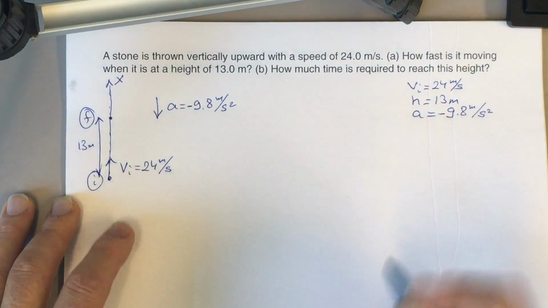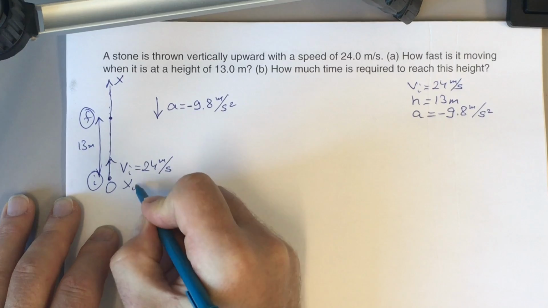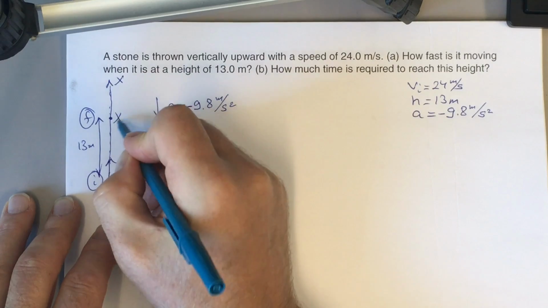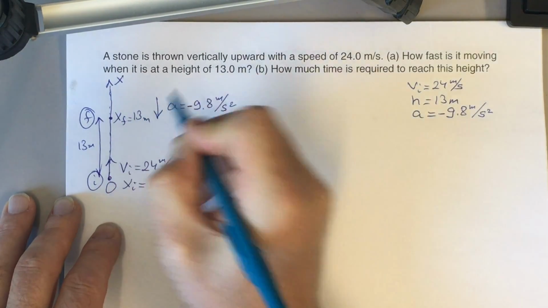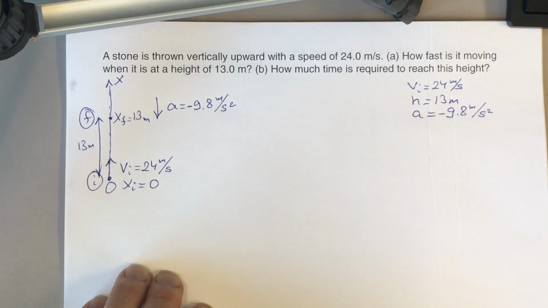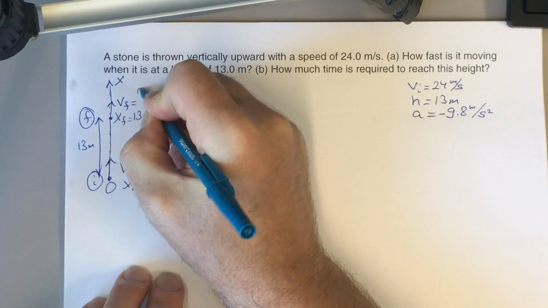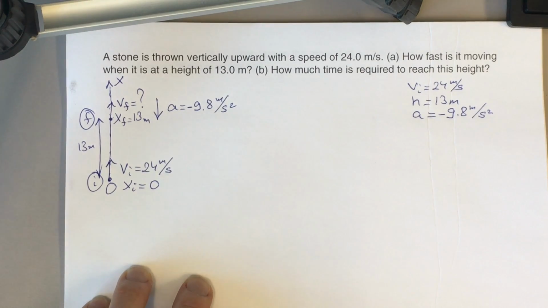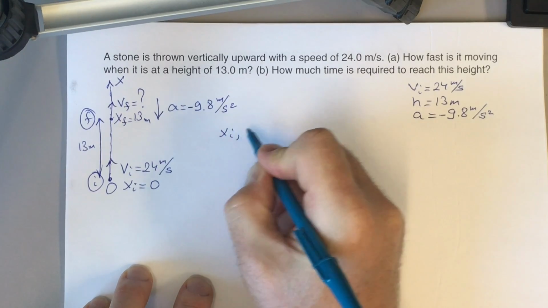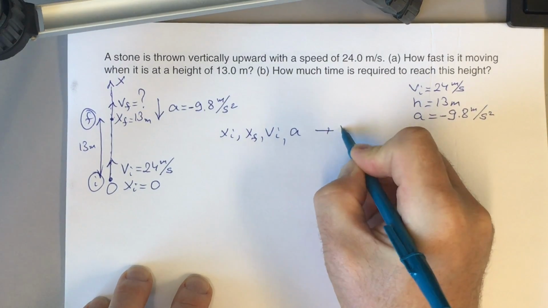Now we have to put the origin somewhere, and I will pick the origin at the initial point, so the initial coordinate will be equal to 0. The final coordinate will be equal to 13 meters to ensure that the distance between the initial and final point is 13 meters. Now we need to find the final velocity, v final, at the final point. Look what we have. We have x initial, x final, v initial, and acceleration. We are looking for v final.